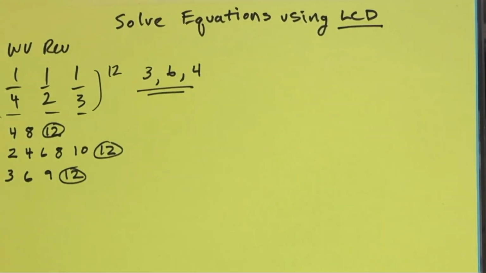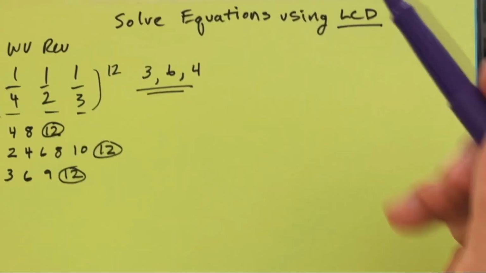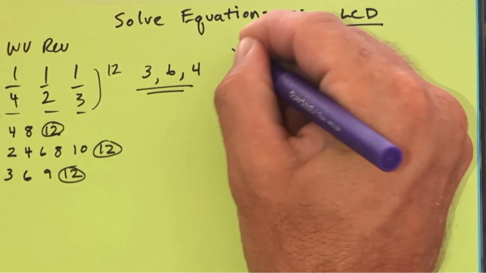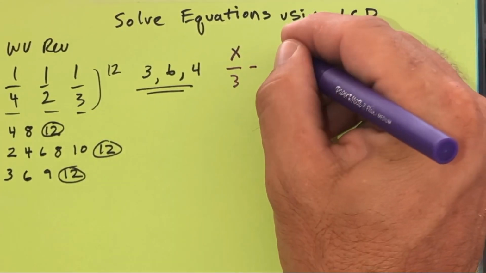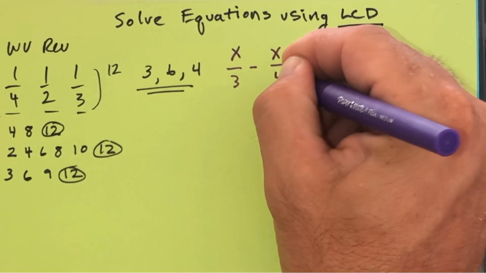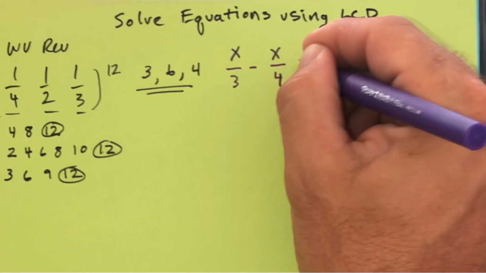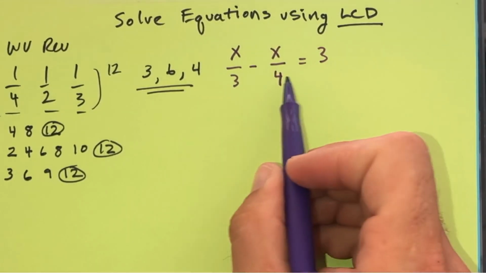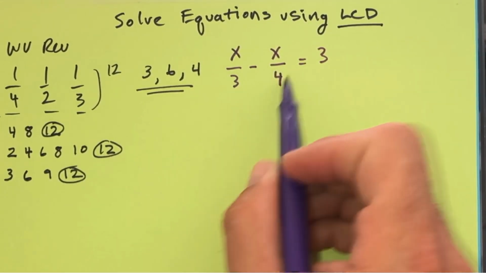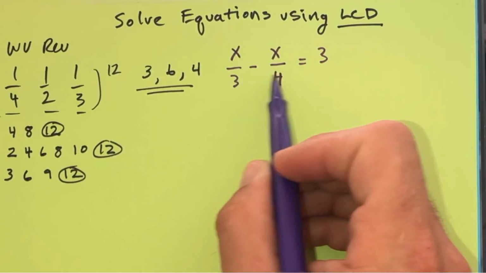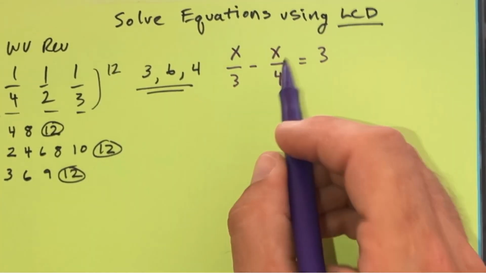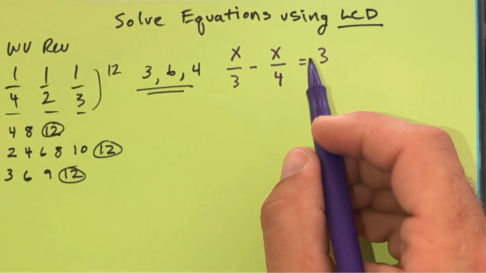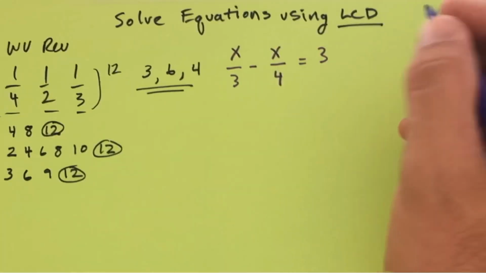So let's look at an example here where I have x, and I'm solving for a variable, and I have some fractions. Instead of manipulating and trying to add these variables with their fractions, what I could do is greatly simplify this equation by using an LCD.